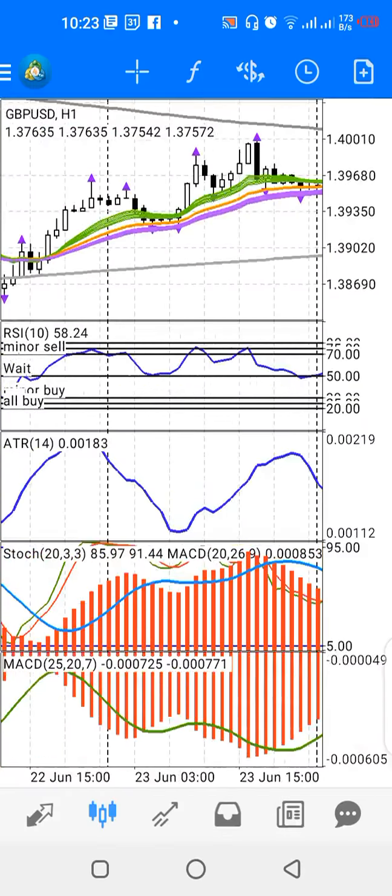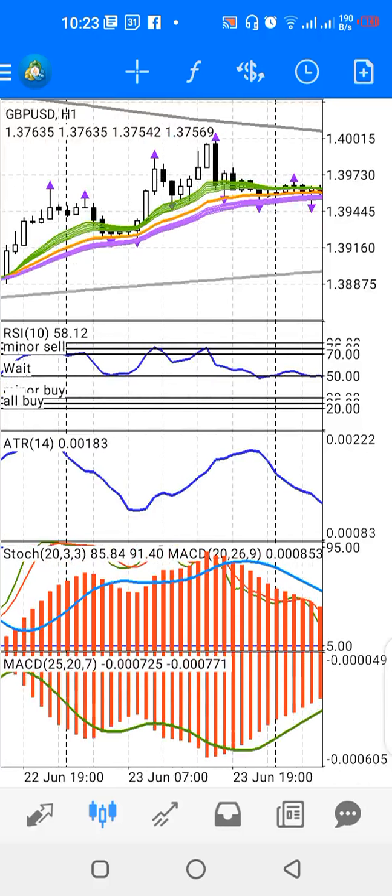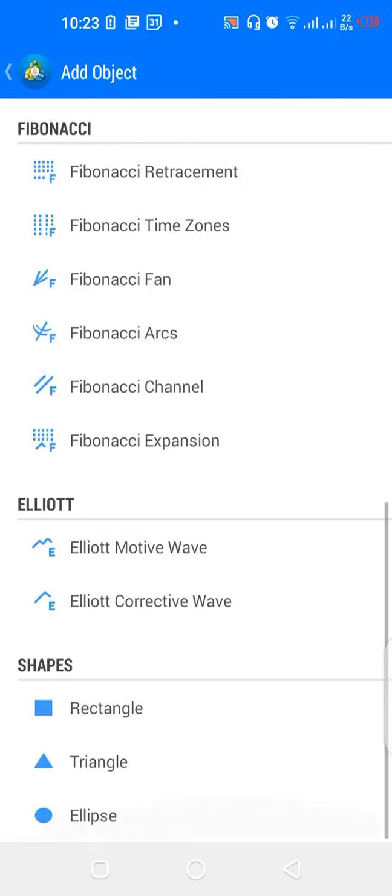Don't forget these two gray lines. If the belt is between the two gray lines, like you have around here, there's the first gray line, there's the second gray line, and the belt is between the two, that's a range. But if the belt drops below the two, you have your bearish trend confirmation. If the moving average belt of green, orange, and purple rises above the two, then you have your bullish trend confirmation.